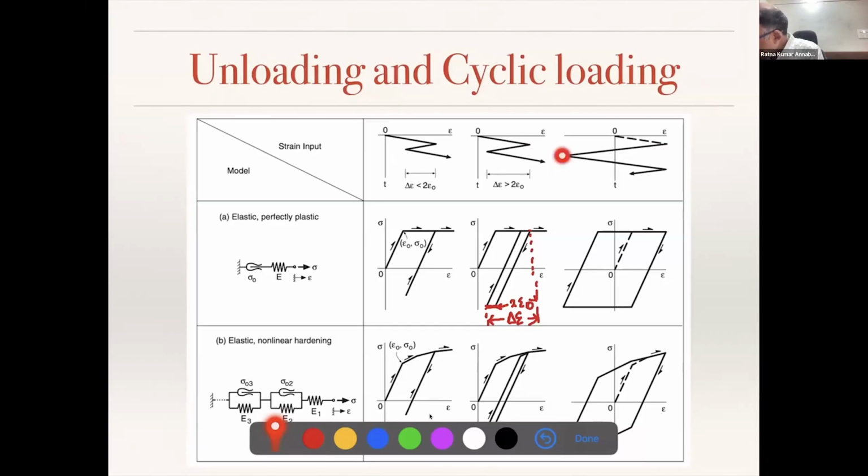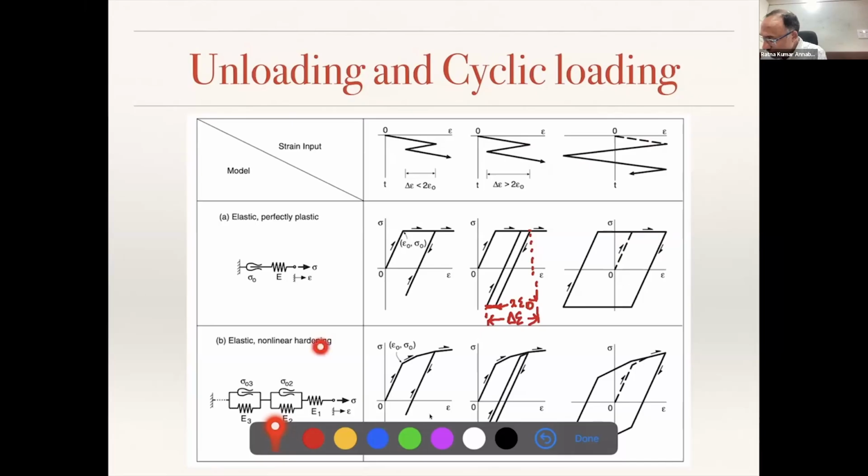And then again, you are reloading. So when you are reloading, you will trace the same path. Initially there is no loading. When you want to do the cycle between plus epsilon and minus epsilon, first you have to go from 0 to plus epsilon. That is this path. After that, you are cycling between them, and hence you will continue to do this many times. This happens when it is elastic, perfectly plastic.